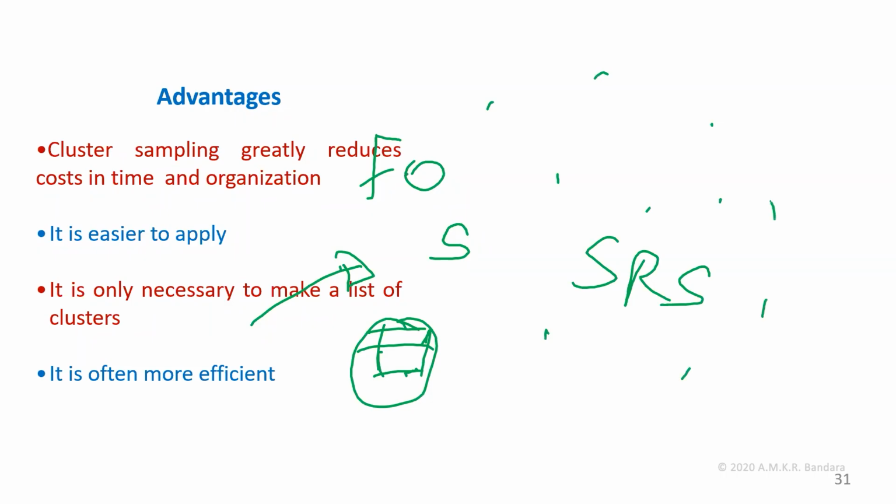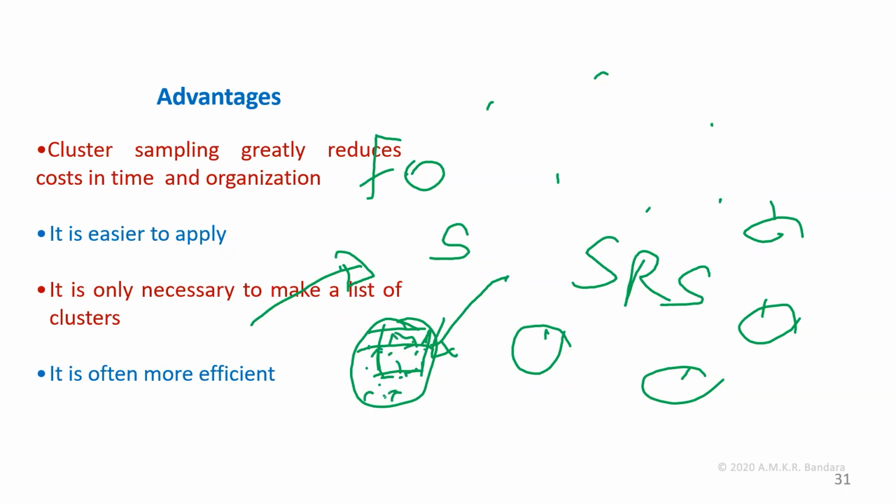So you have to travel in the whole district in order to catch these selected farmers. But here you need to go only to the particular farmer organization of that village, and then go to the houses of farmers and get the information. So traveling can be reduced. So it is easy to apply also.